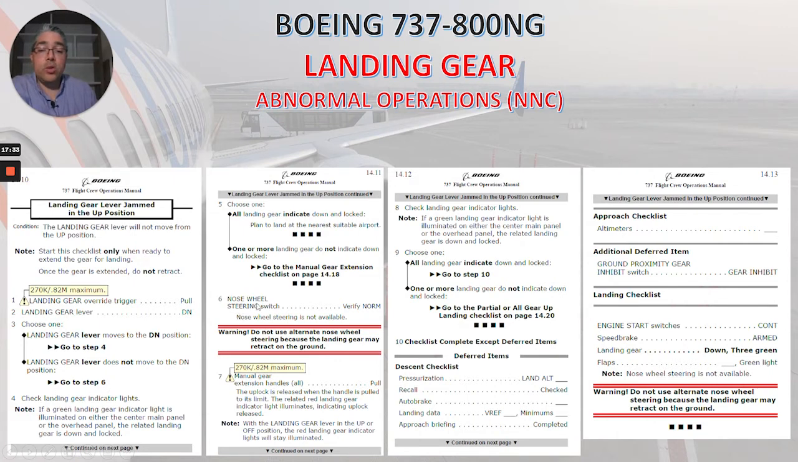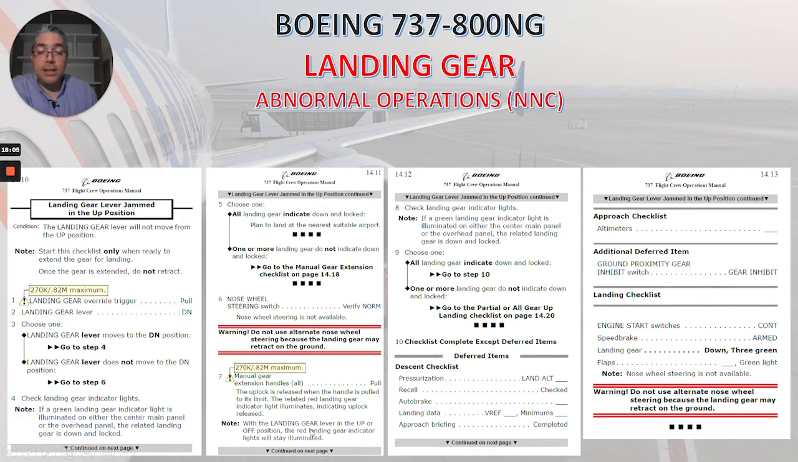Step 6 says nose wheel steering switch, verify normal. Nose wheel steering is not available. Warning, do not use alternate nose wheel steering because the landing gear may retract on the ground. Manual gear extension handles, all, pull. The up lock is released when the handle is pulled to its limit. The related red landing gear indicator light illuminates, indicating up lock released.